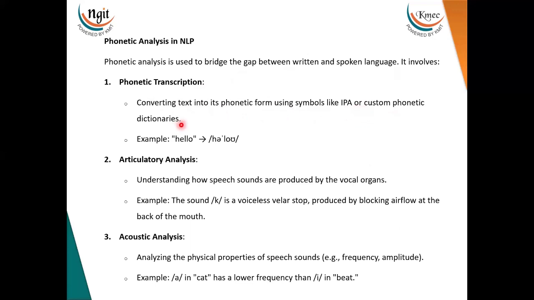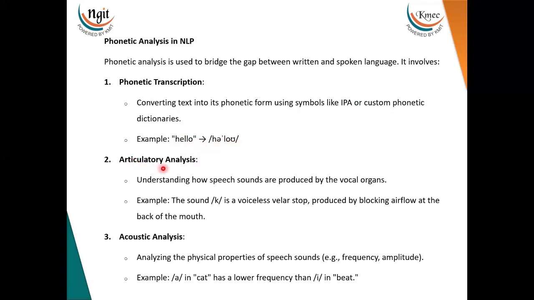Or custom phonetic dictionaries. The example given here is hello, which is represented in phonetic form. So this is phonetic transcription. Whenever phonetic transcription is done, we know the exact pronunciation of that particular word without any difficulty. So phonetic transcription is converting the text into its phonetic form using symbols like IPA or custom phonetic dictionaries, and in the example here you can see how hello is transcribed into a phonetic form.